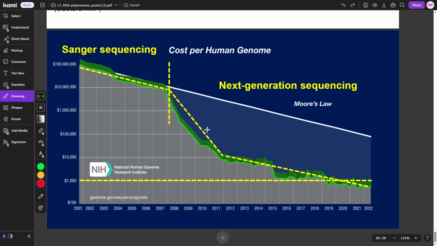But other than that, this is just a nice little image of how the cost of next-gen sequencing has gone down over the years.